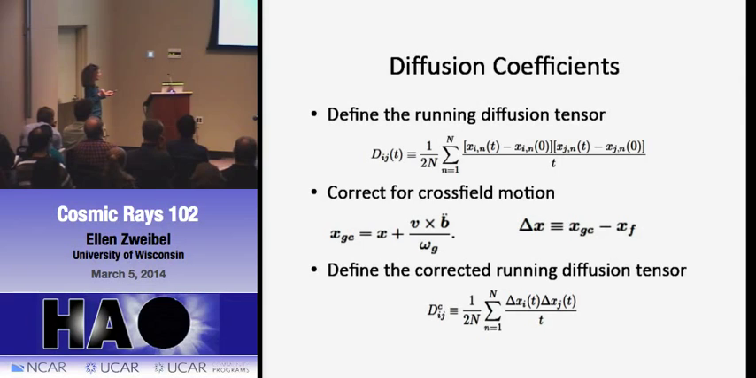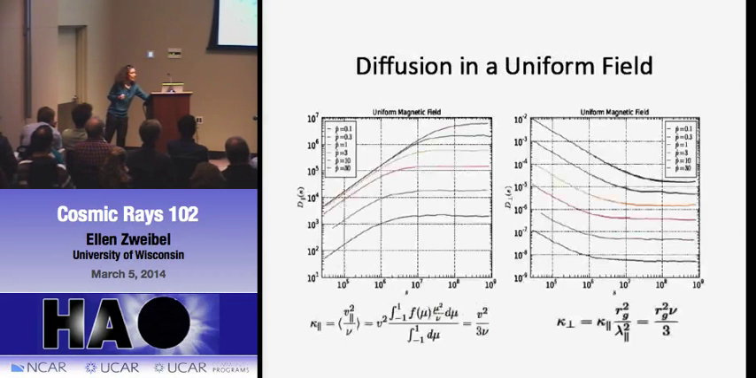of the gyrocenter. This is supposed to be a unit vector. Subtracting the position of the gyrocenter from the position of the field line when the particle gets to that height, and then we have this corrected running diffusion tensor. Okay. So what happens if we propagate particles in a uniform magnetic field subject to pitch angle scattering?